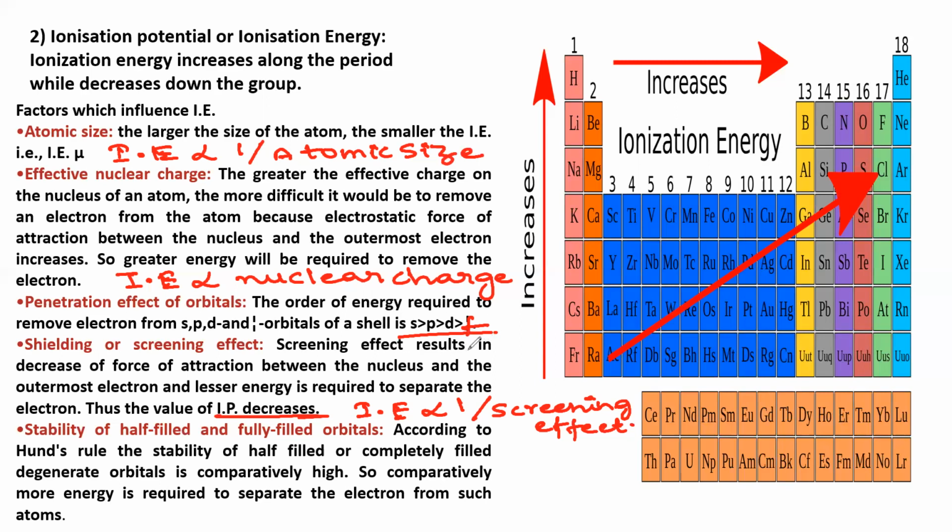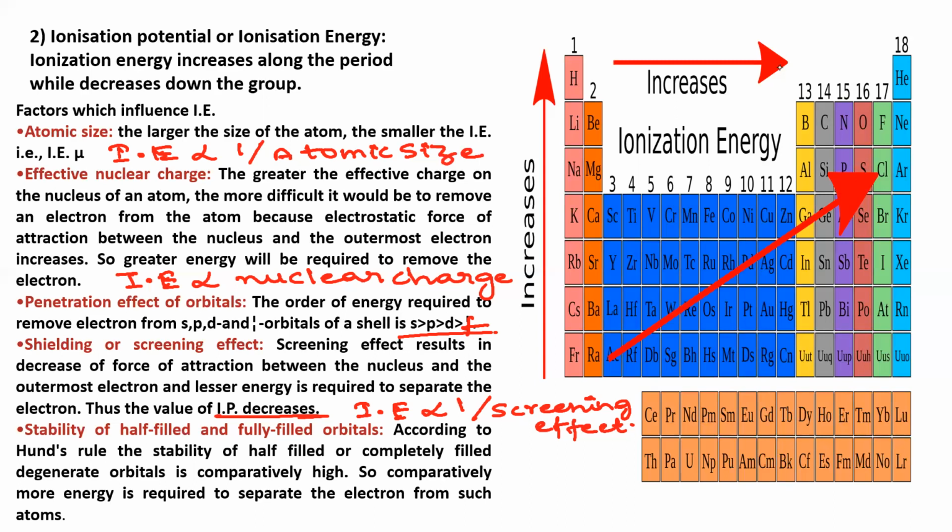According to Hund's rule, the stability of half filled or completely filled degenerate orbitals is comparatively high. So comparatively more energy is required to separate an electron from such atoms. Due to this stability, naturally the ionization energy is much higher for half-filled and fully filled orbitals than for incompletely filled orbitals. I hope it is clear. So the ionization energy of half-filled and fully filled orbital elements is more when compared to that of incomplete orbital elements.